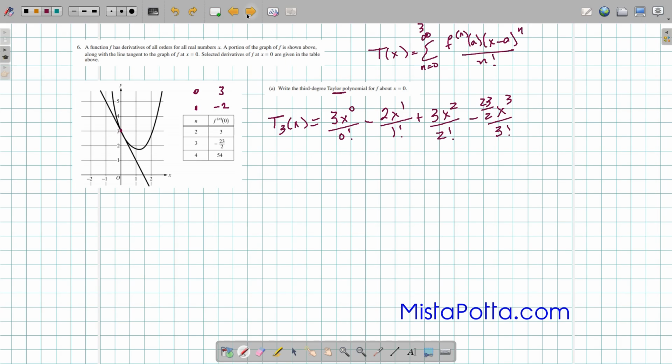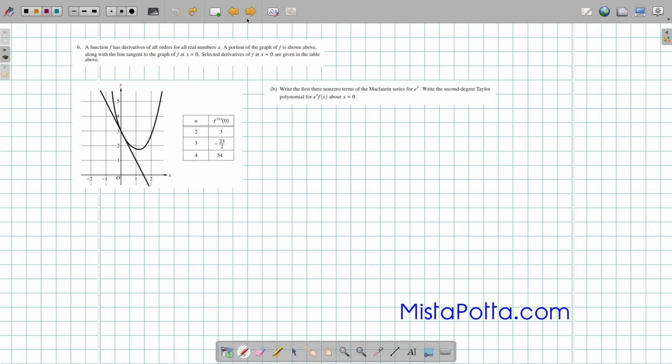Moving on to part B. Part B says write the first 3 non-zero terms of the Maclaurin series for e to the x, and then write the second degree Taylor polynomial for e to the x times f of x about x equals 0. So we know that e to the x is equal to the sum of x to the n over n factorial. So the first three non-zero terms of the Maclaurin series would be 1 plus x plus x squared over 2.